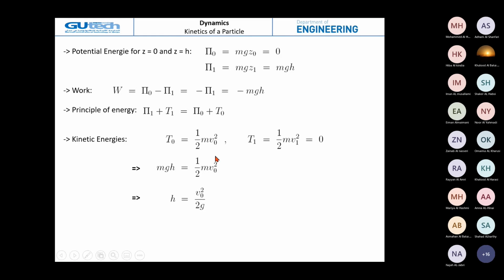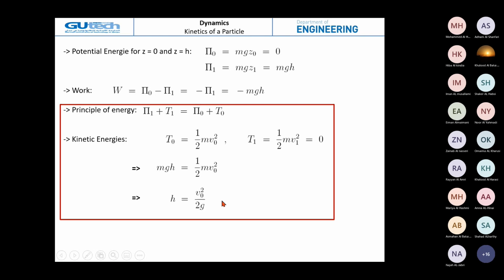Now if we replace this term plus this term: the first one, P1 is mgh, T1 is 0, so we have mgh. For the second term, P0 is 0, and T0 is given by this term. Then we get h equal to v0 squared divided by 2g.